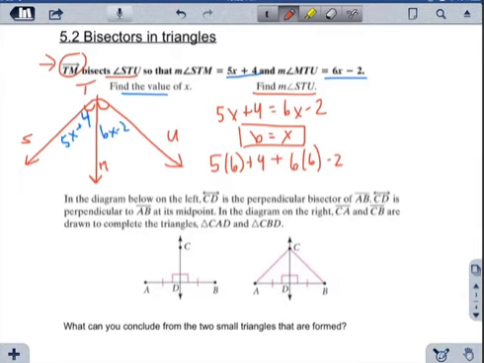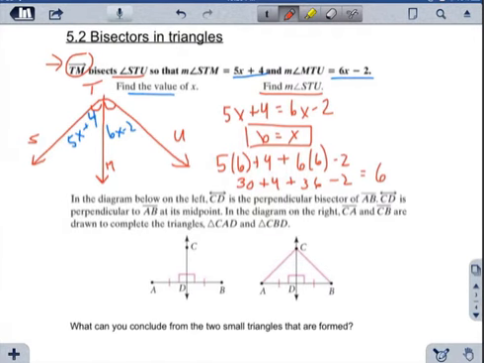So when I do some arithmetic there, I'll simplify first using PEMDAS. I get 30 plus 4 plus 36 minus 2. And of course we go now from left to right, so we get 34 plus 36 is 70, minus 2 is 68.